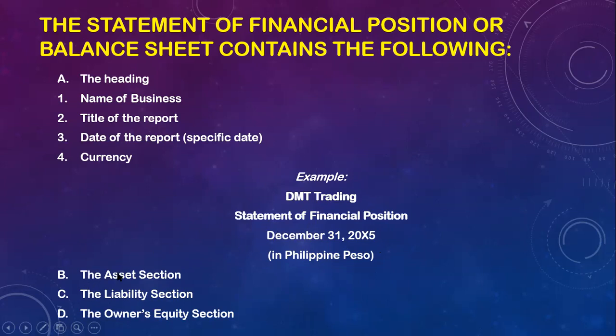Then, the asset section. So, it's up to you kung report form or account form yung gagawin mo. Pero mas suggest nga natin is account form kasi mas madaling ma-determine, di ba? And ma-emphasize yung certain amount kung pareho na ba siya or hindi. Or balance na ba siya or hindi. Then, the liability section and the owner's equity section. Okay? So, yan po yan.